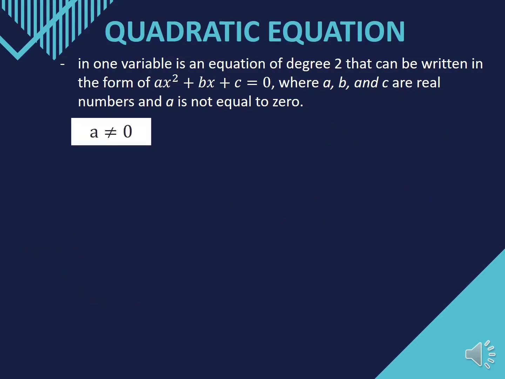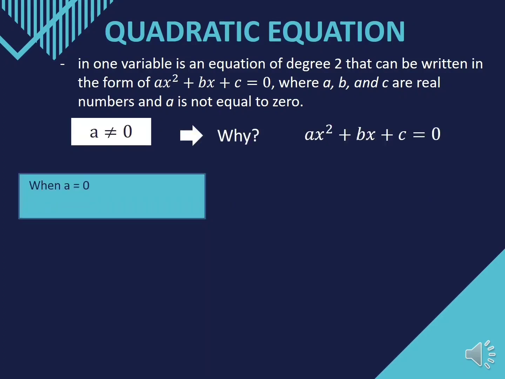But how about if a is equal to 0? Okay, sabi dyan, diba? A should not be equal to 0. Why? Bakit? So, this is the reason why. In our standard form, ax squared plus bx plus c is equal to 0, when a is 0, mamimiss natin yung ax squared, or ibig sabihin, mawawala na si ax squared. So, the resulting equation becomes bx plus c is equal to 0.